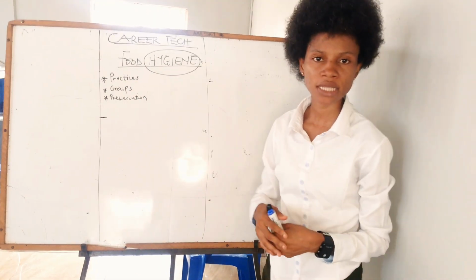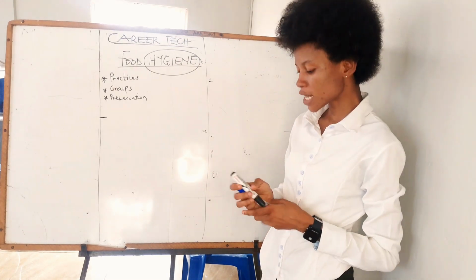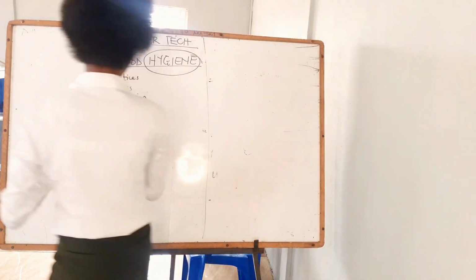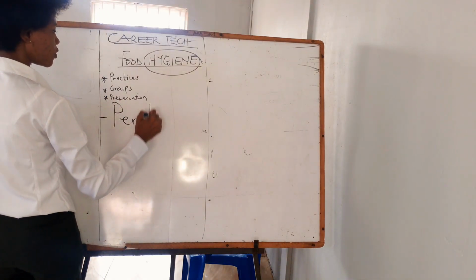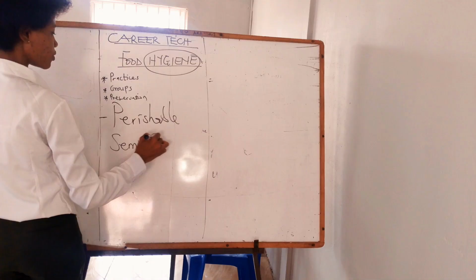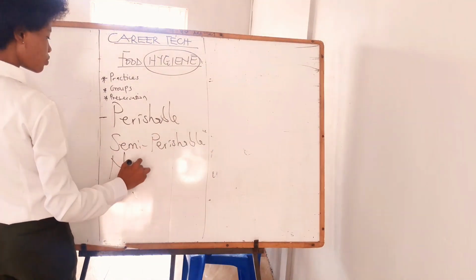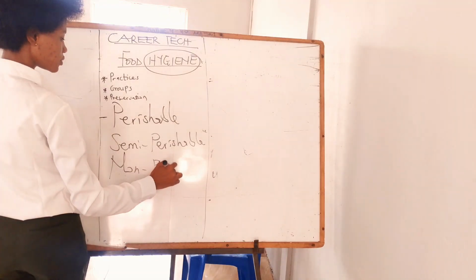Now, since they've already given you the practices, let's move on to the groups of food. So under the groups, we have perishable, semi-perishable, and non-perishable foods.